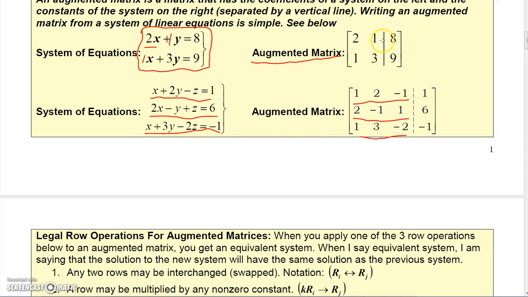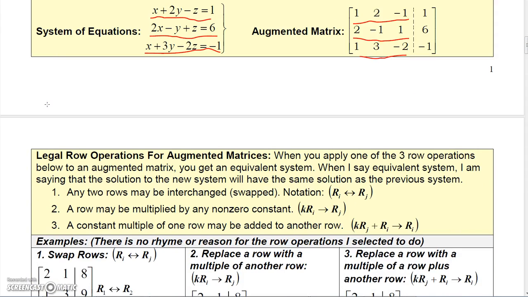Now, I usually write a solid vertical line because it's quicker, but some can use a dotted or dashed vertical line. You could actually avoid the vertical line altogether, but the problem is you wouldn't know whether you're dealing with an augmented matrix or a non-augmented matrix. So I prefer to put the vertical line.